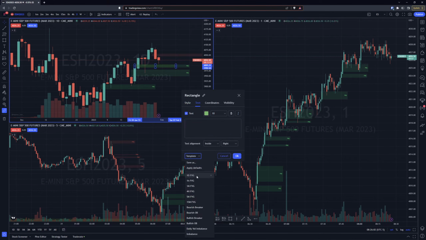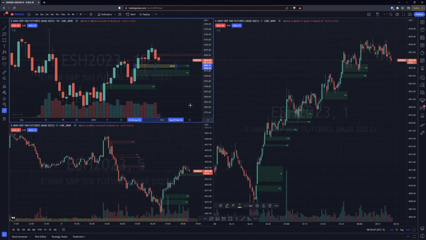Remember to have your templates ready, guys. If you want to know how to create a template, feel free to ask me on Discord. You basically just set the styles of your box, your line, whatever, and then you go to that templates thing and you hit add new. And you have it forever. So there we go. We have our 1 day fair value gap.